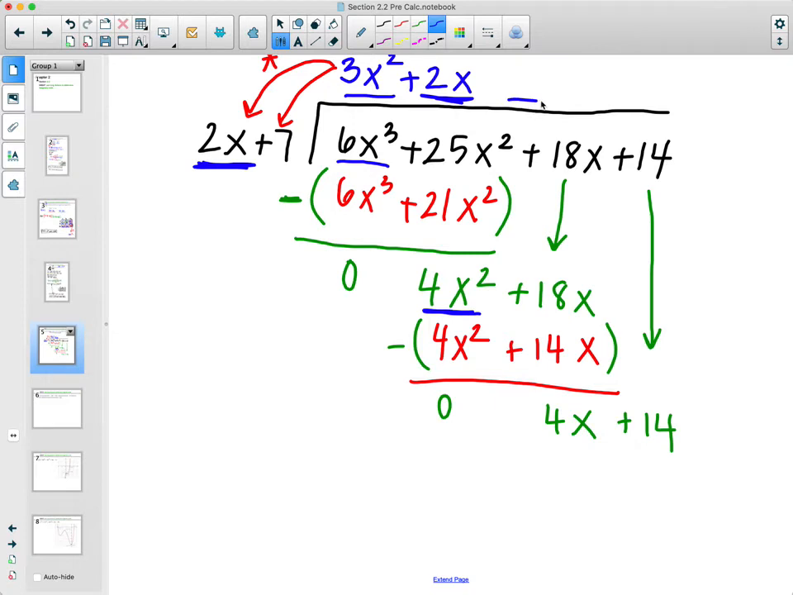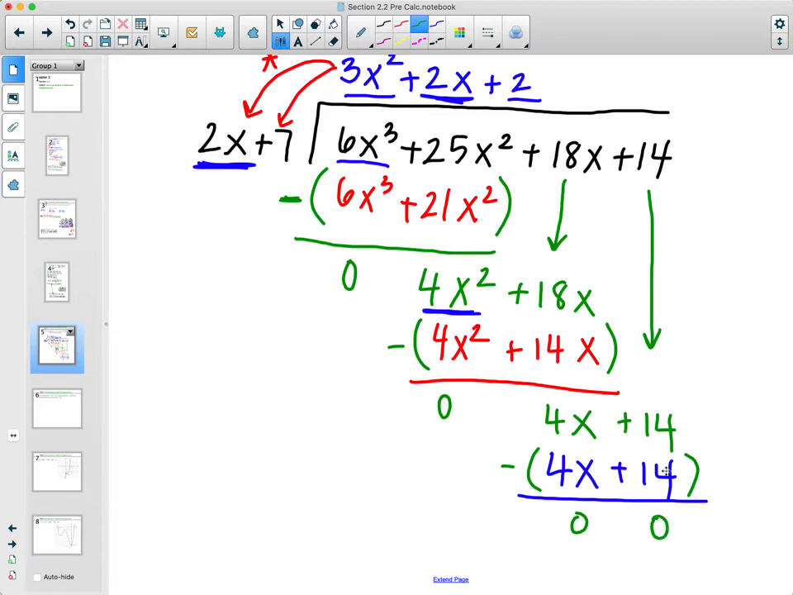So figure out what times 2x gives me 4x. So positive 2 gives me the 4, and then I already have the x, so just a 2. So 2 times 2x is 4x. 2 times 7 is 14. And then again, you're going to subtract here. 4x minus 4x is 0. 14 minus 14 is 0, so you have no remainder.